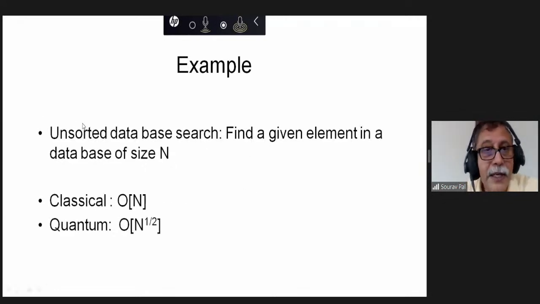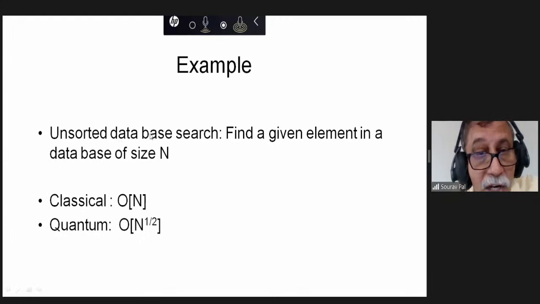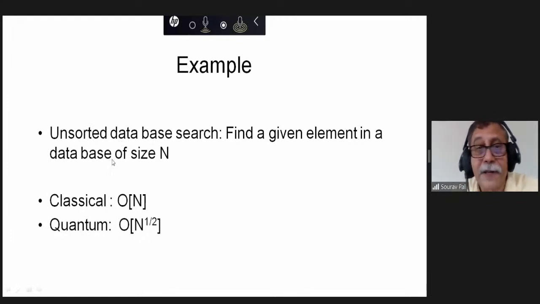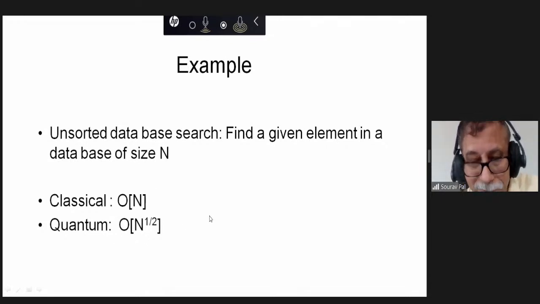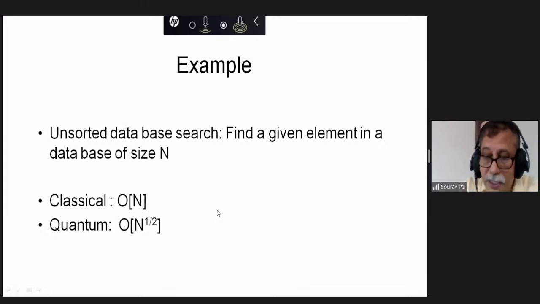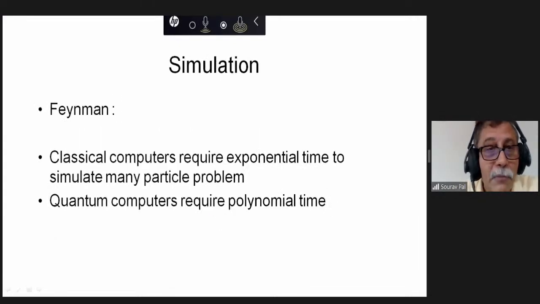How many bits you have got? If you do an unsorted database search, to find a given element in a database of size n, classically it will be of order n. In a quantum computer, the order will become n to the power half. So I think you can see how things are becoming more and more easy.